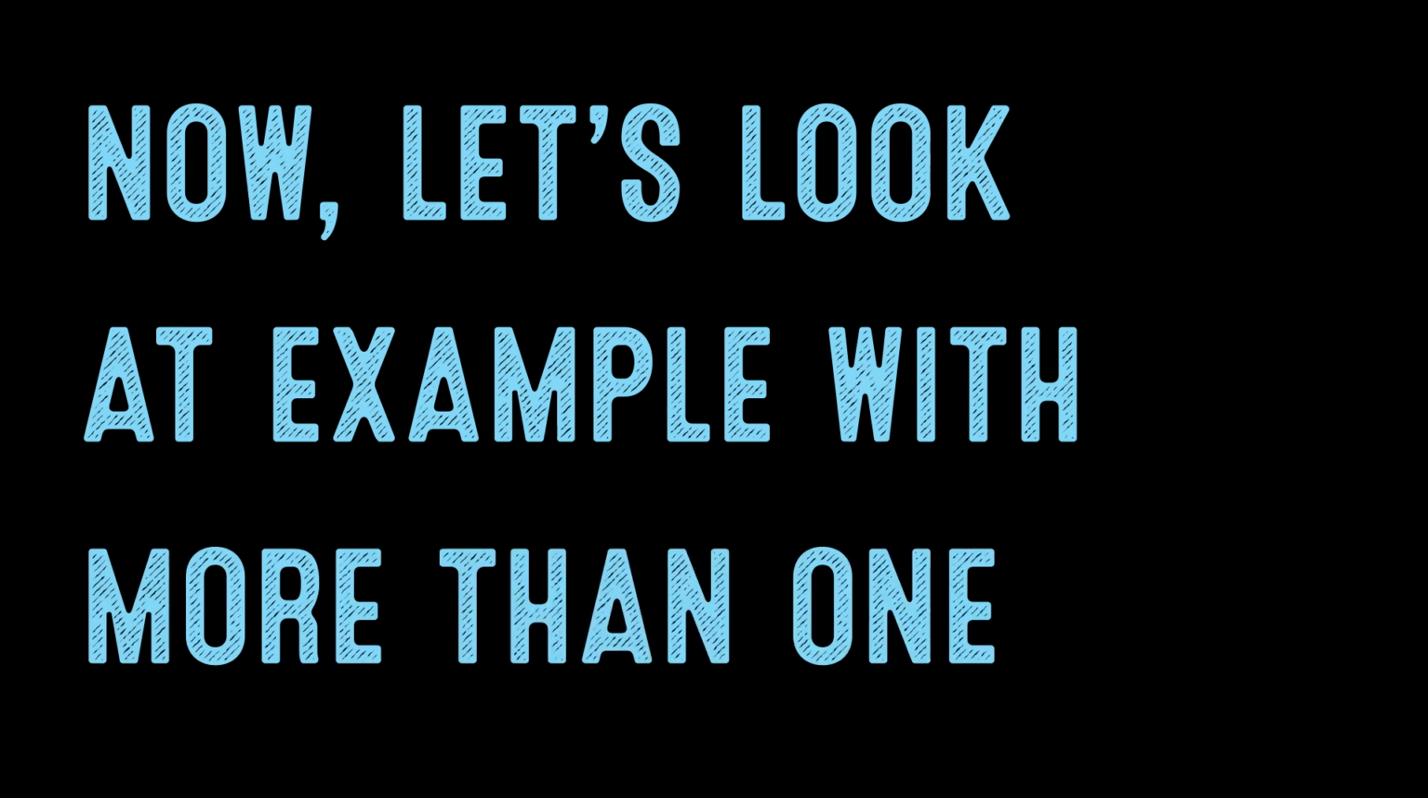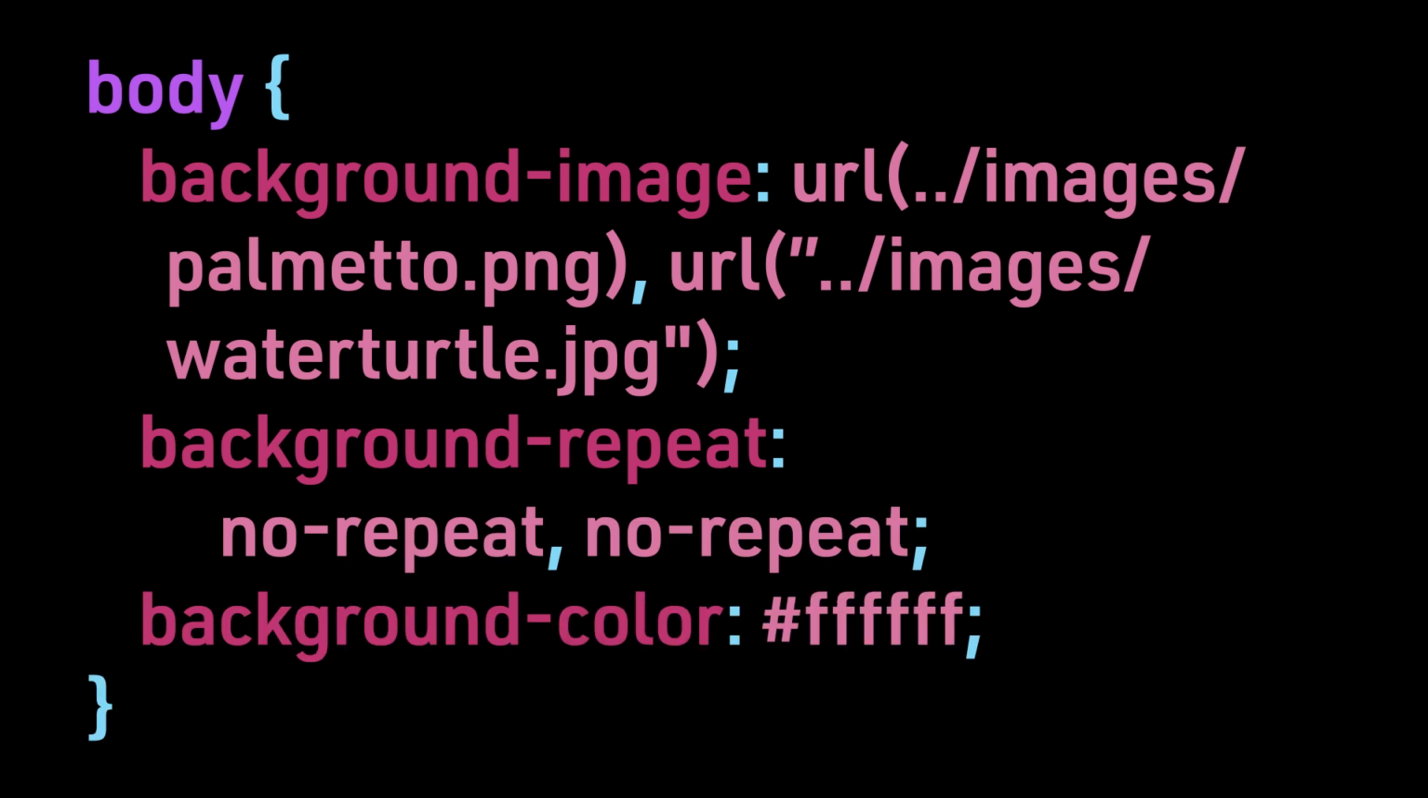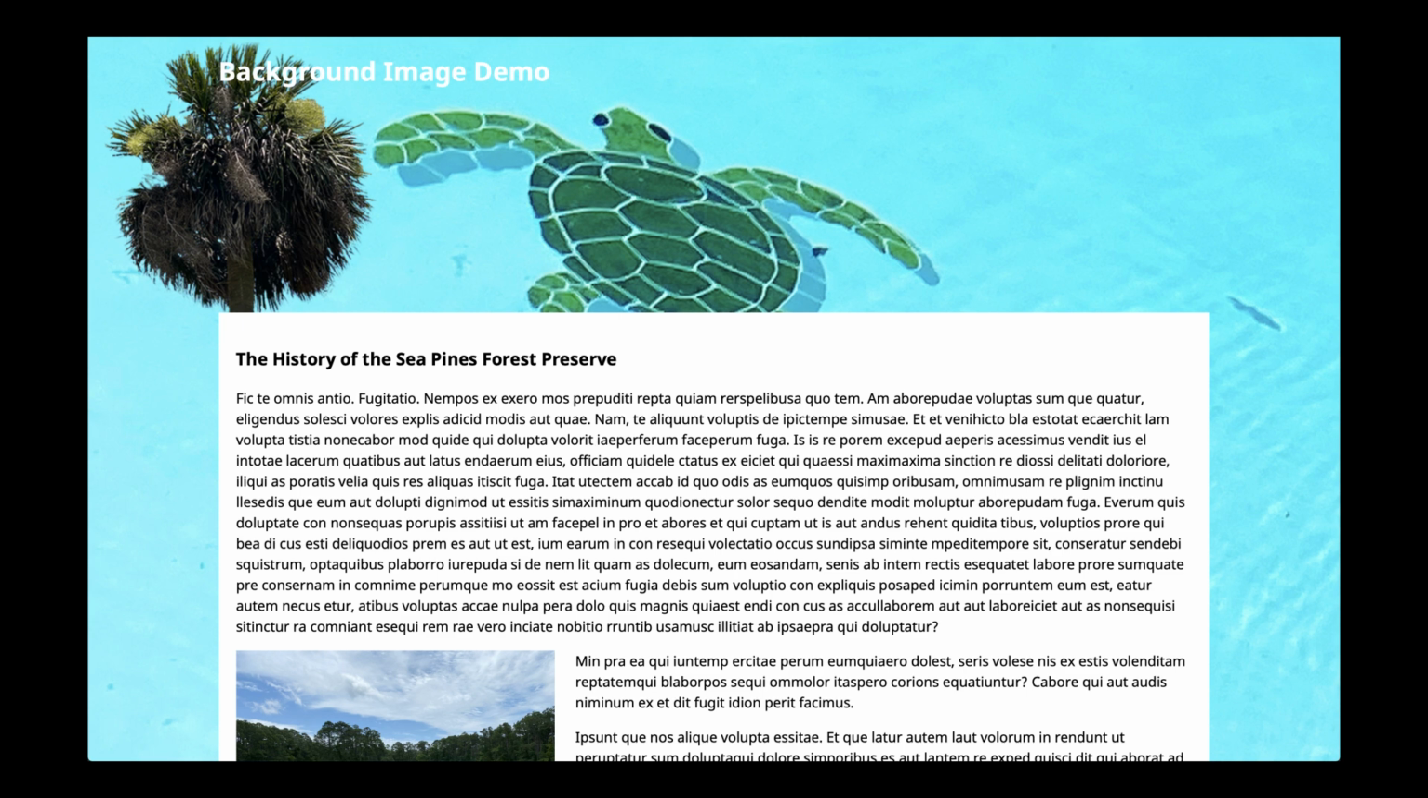Now let's look at an example with more than one image loaded as a background image. We have made no changes to the HTML, but here's the CSS. We are loading two new images, one of a palmetto and the other of a water background with a turtle. Neither image will repeat. We add the background color as a backup. This is how it would display. Can we repeat only one of those images?